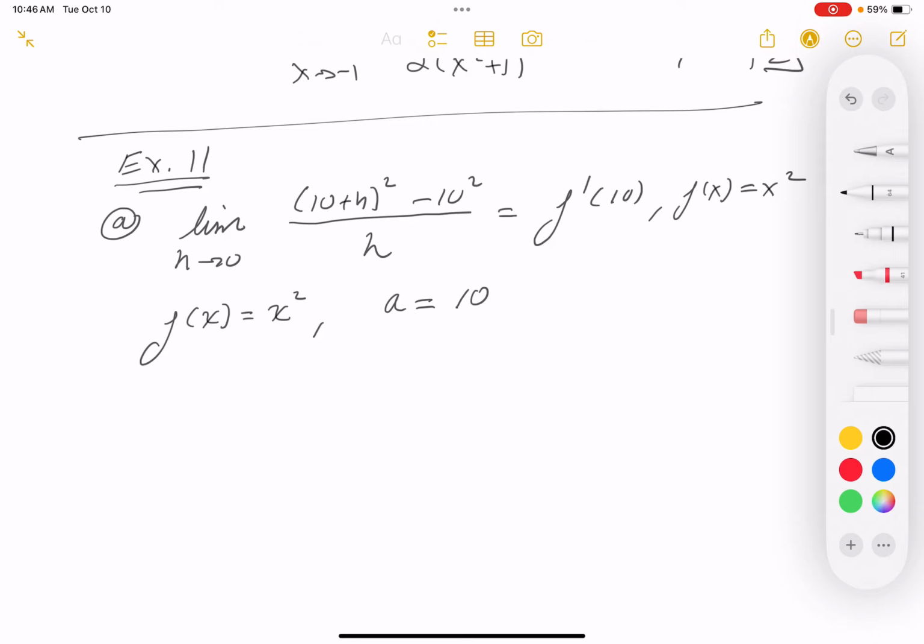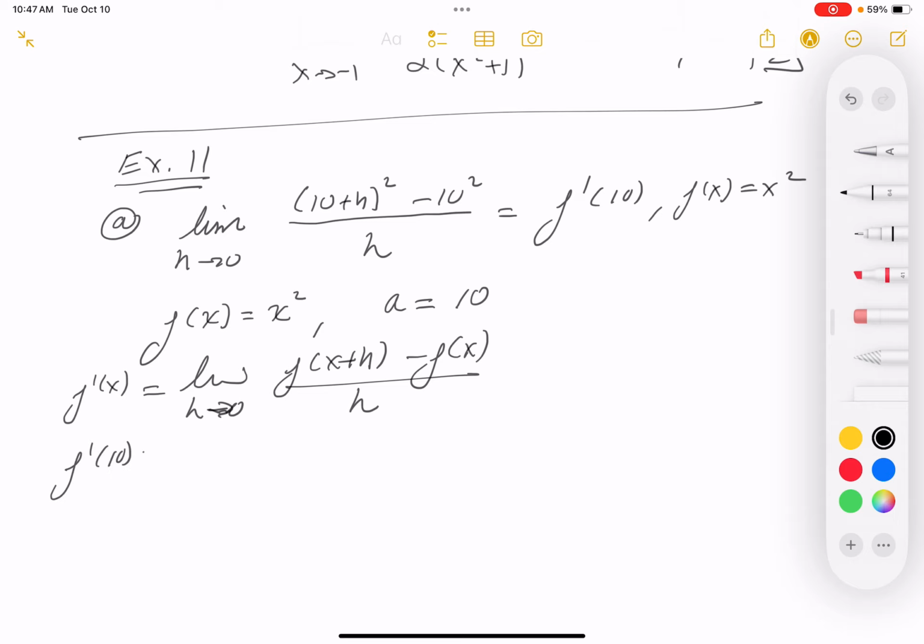And what would you do over here? You know, limit h goes to 0 of f of x plus h minus f of x over h. You get the idea, right? You could also write down, this is f prime. You could write down f prime at 10. What's that going to be?